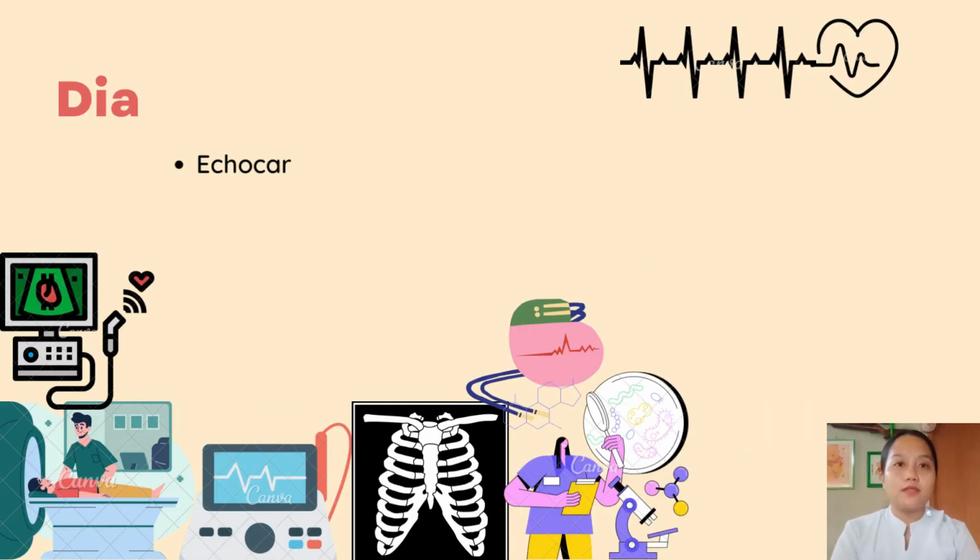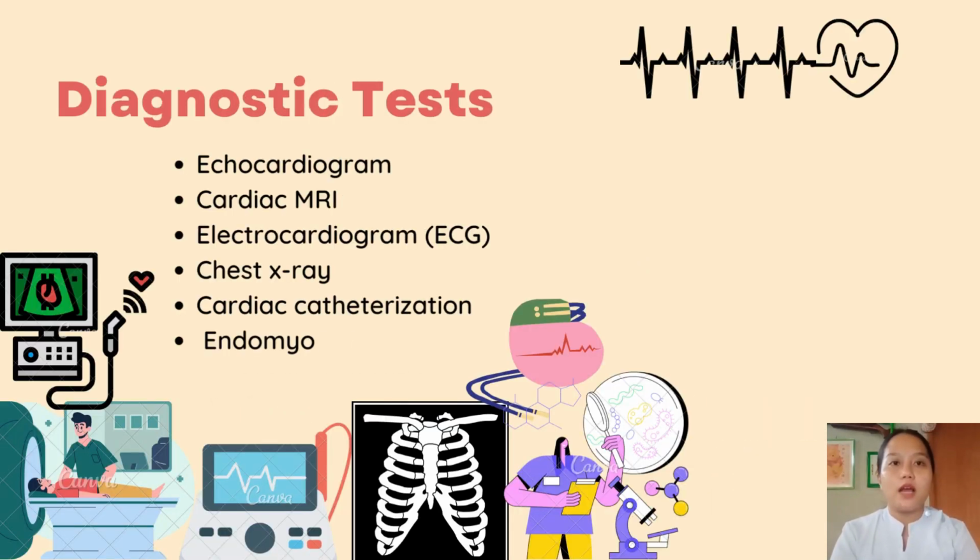So for the diagnostic tests, these are the tests that can help to diagnose cardiomyopathy. The first one is the echocardiogram. This is the main test for diagnosing cardiomyopathy. It uses sound waves to produce images of the heart in motion. An echocardiogram shows how blood moves in and out of the heart and heart valves. It can tell if the right ventricle is enlarged.